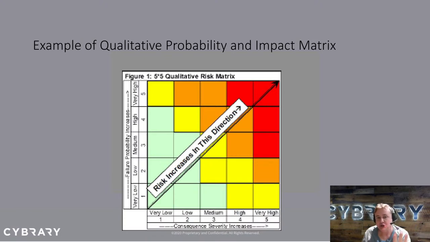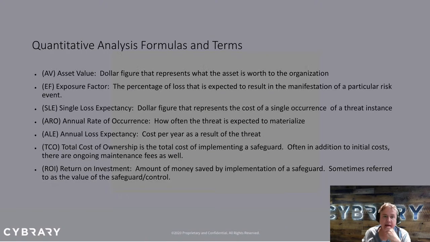And then my organization may say, okay, risks in the red must be immediately mitigated. Risks in orange must be mitigated within the next day, yellow within the next week, green risks can be accepted. So I can use this to visualize, but also we'll often have mitigation strategies in alignment with each of the colors just so that we can make sure that we're mitigating as appropriate based on probability and impact.